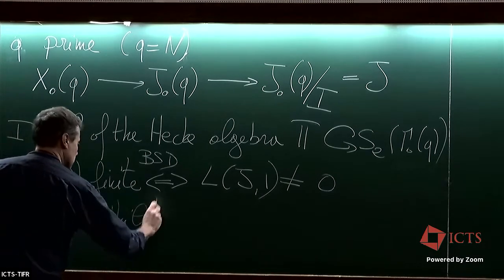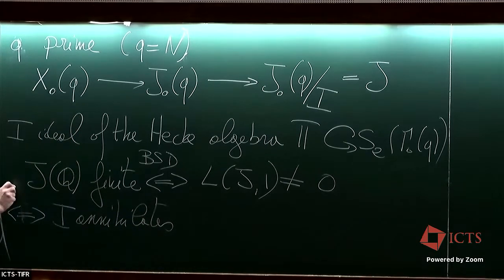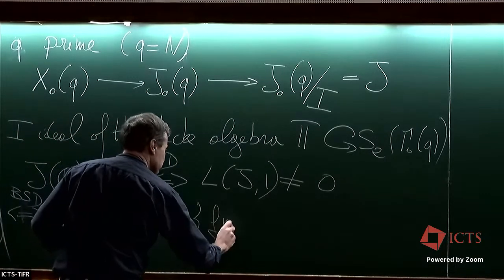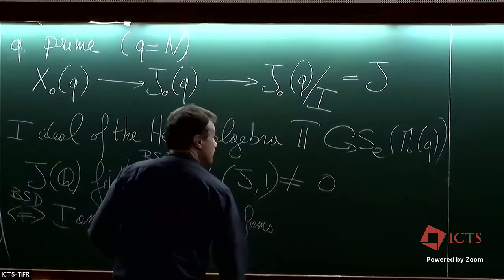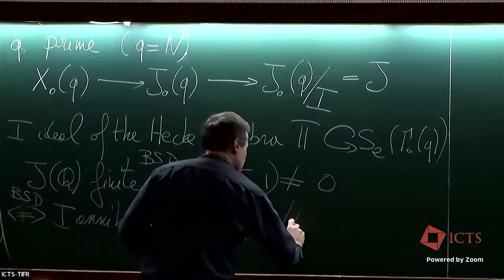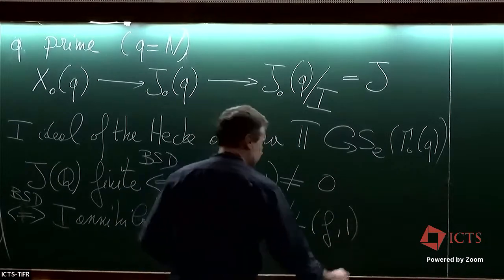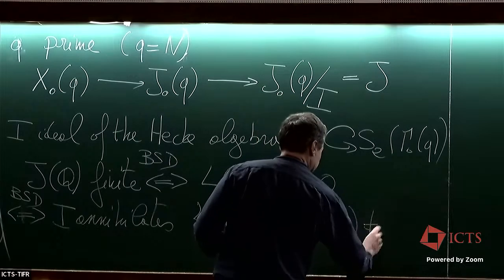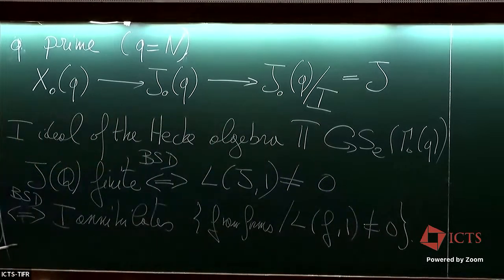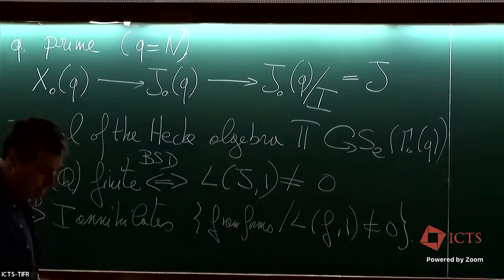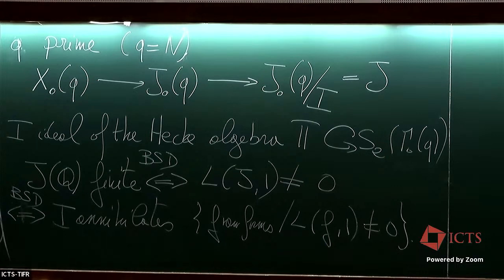the set of new forms in that space of modular forms such that L(F,1) is non-zero. This is equivalent modulo some unknown version of BSD. Something like that is still a basic template for rational points on modular curves.